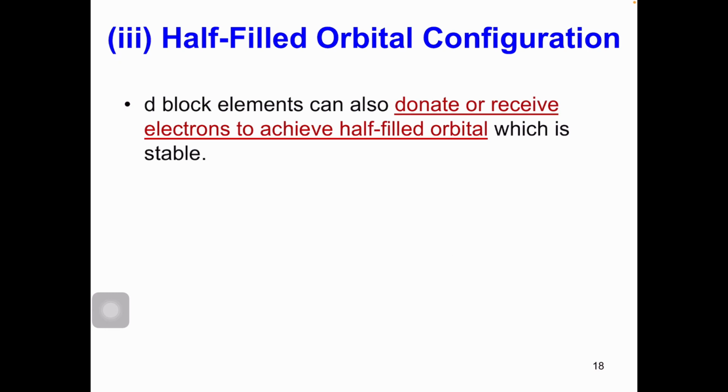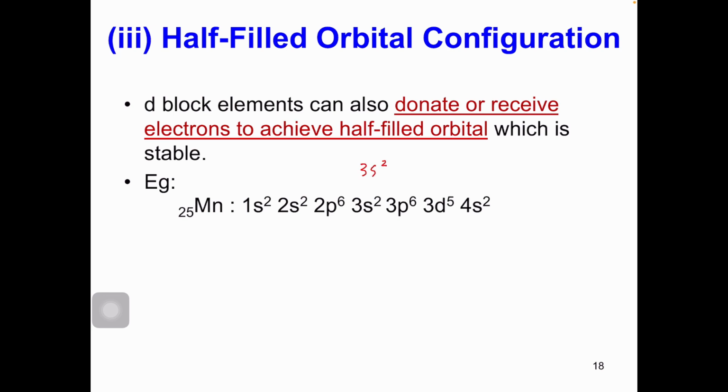Alright, seterusnya half-filled orbital configuration. So untuk atom menjadi stable, dia juga boleh menjadikan electronic configuration dia half-filled. Macam mana maksud half-filled? Contoh, kita ada mangan. Macam biasa juga, yang ni sepatutnya selepas 3s2, 3p6, we should fit in 4s2 dulu, baru 3d5 kan. But then saya rearrange balik, saya susun semula ikut shell. Maka saya dapati 3d5 saya akan tulis dulu, barulah 4s2.